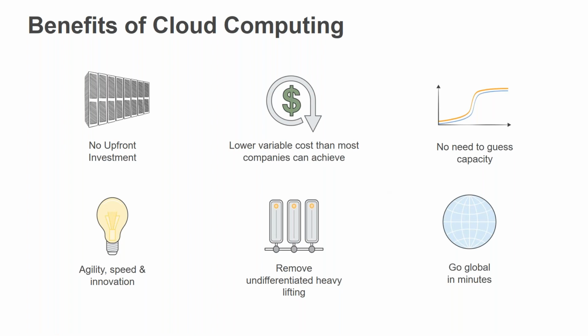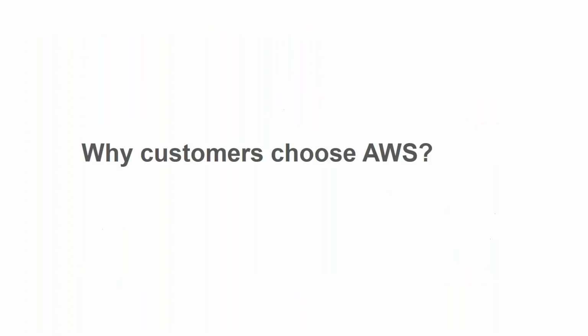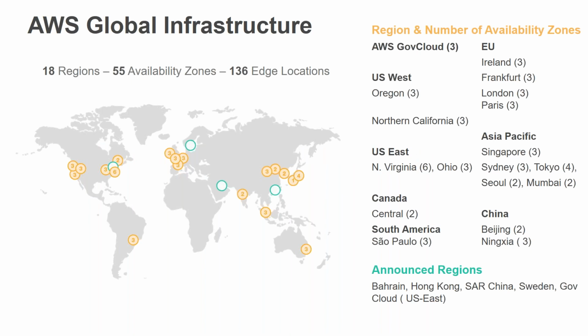Right? So with that, why are customers choosing AWS? As I mentioned, we have a global infrastructure. We have 18 regions across the world where we have physical presence, as you can see, on multiple geographies in US East, US West, Canada, South America, Europe. We have 4 of them. Asia Pacific, we have 6 of them. China, 2 of them, and then 4 more announced for 2019.